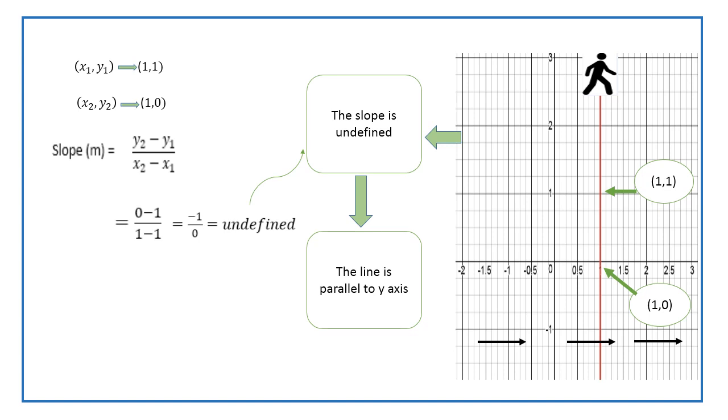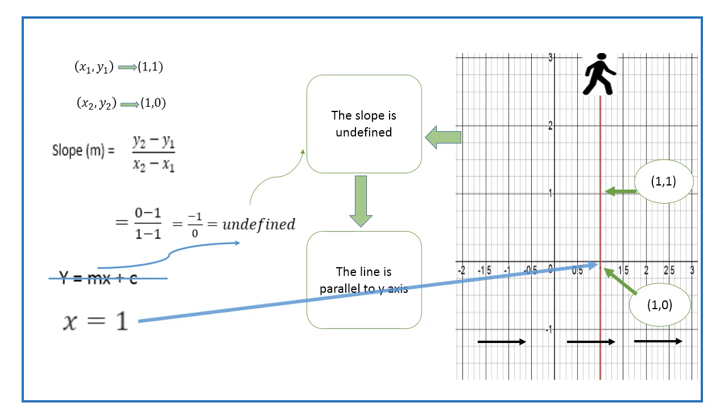Now let's write the linear equation, which is y = mx + c. Here the term mx is undefined. Then this equation also will be undefined. So how do we write the equation? As we see from the drawing, if you choose any point on the line, you will find that the value of x is equal to 1. Then we can write the equation of this line referring to the x value, which is x = 1.